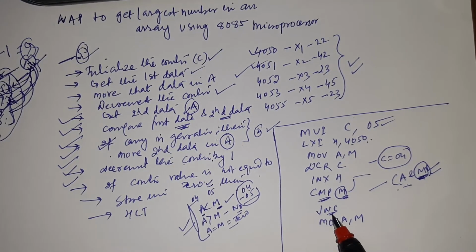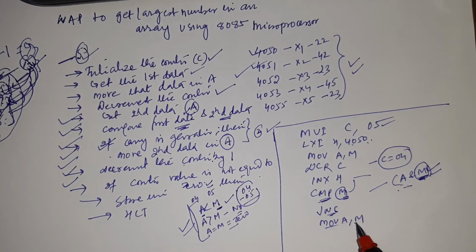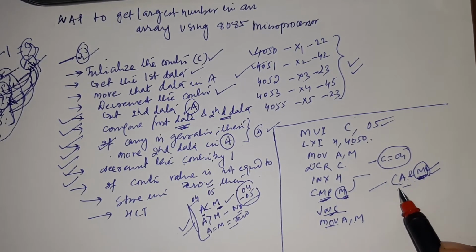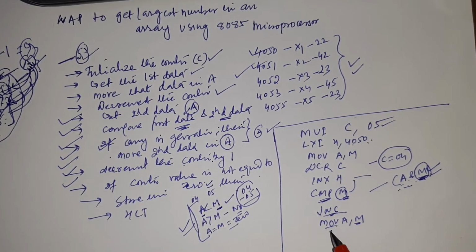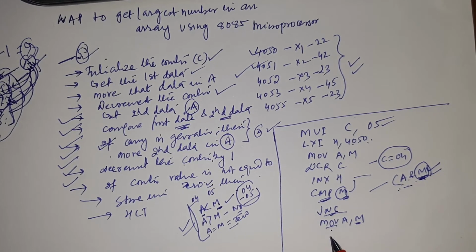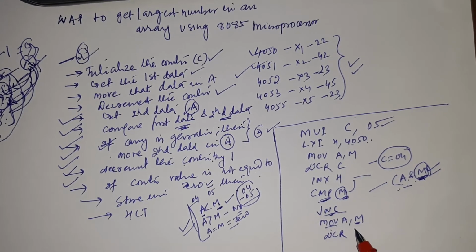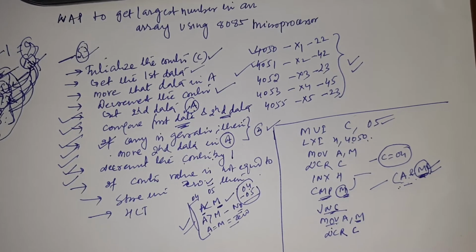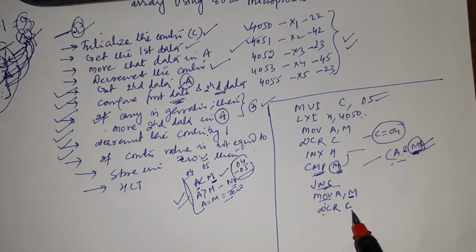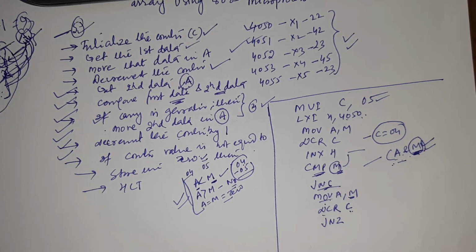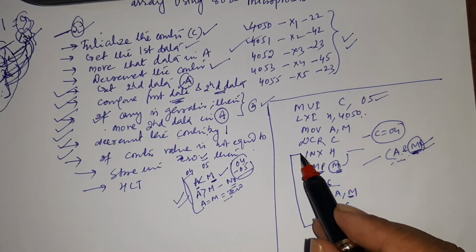If there is a carry, it means the second data is larger than the accumulator, so we have to move the second data into the accumulator. And again DCR C, because we have already completed the comparison of two numbers. Now check the value of DCR C with JNZ. If it is 0, your comparison is complete. If it is not 0, then we have to get the next data.